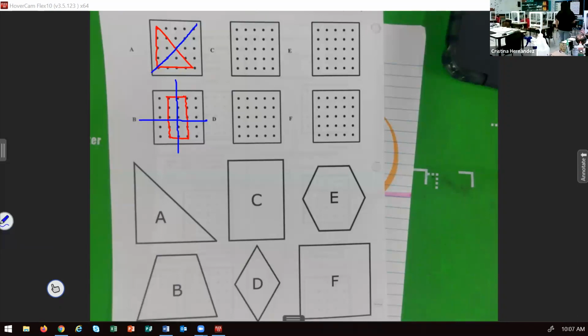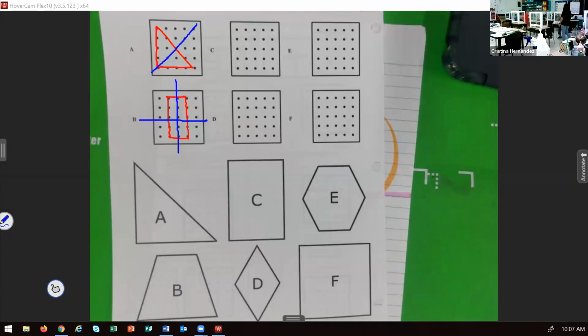RJ, did you find page 122? 122 should be the right page. Come on, draw your rectangle and your lines of symmetry. You can use your highlighter to draw your lines of symmetry. Look, we're on this one now.